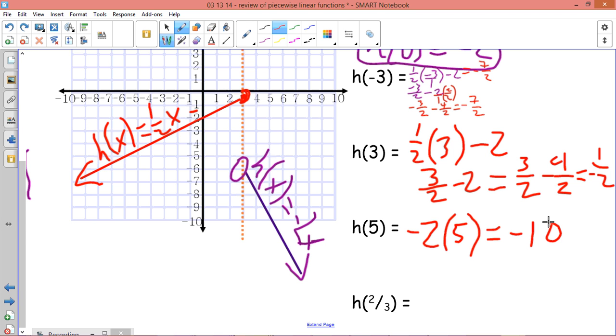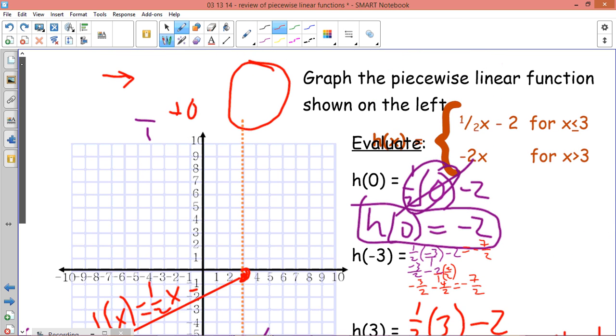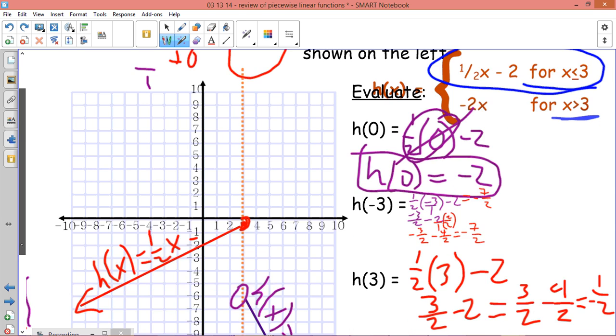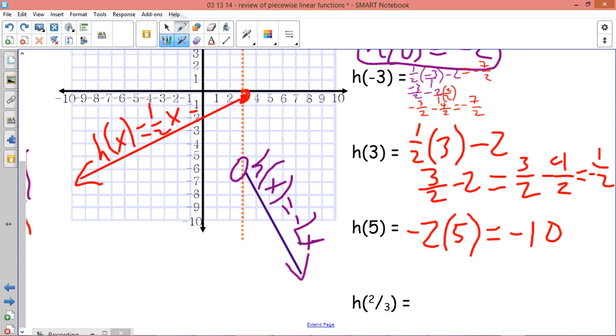And finally, h of 2/3. Nothing says they have to all be integers that are our inputs. 2/3. I have to ask myself again, is 2/3 less than or equal to 3, or is it greater than 3? Well, clearly, it is less than or equal to 3. So I, again, am using my first equation, 1/2 x minus 2. Okay, 1/2 x, which is 2/3, minus 2.